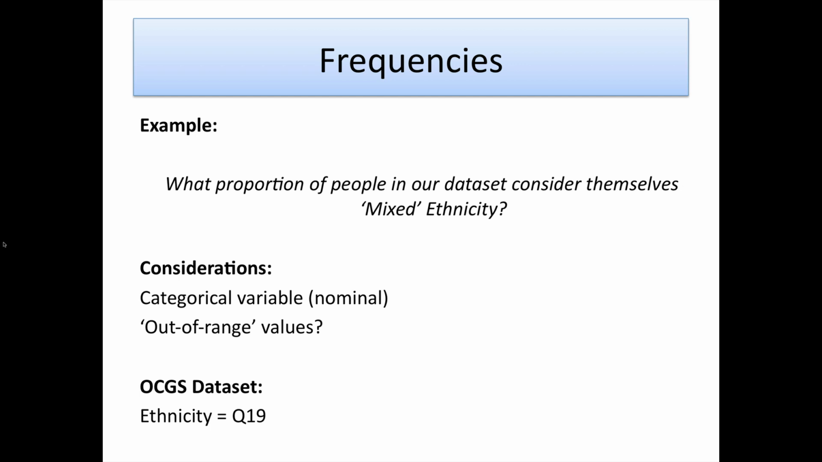What we need to consider for this is, is the data categorical, as we need it for frequencies? Now there are situations where we can use frequencies for interval and ratio level data, but it's most common when we're looking at a categorical variable. In this instance, yes, we know that the variable is nominal, which is fantastic, but we do also have to test to make sure that we don't have any out of range values.